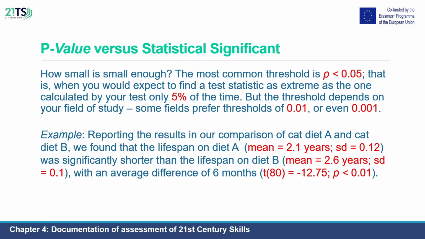Some fields prefer a threshold of 0.01 or even 0.001.